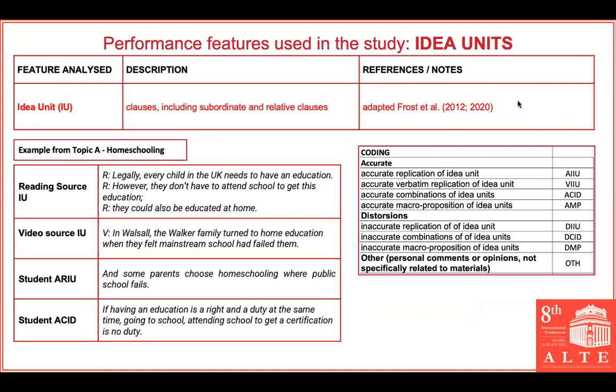We adapted the definition of the idea unit from Frost et al.'s proposal, taking as idea units clauses that contained information points. After mapping the sources and the performances for idea units, we divided the test takers' idea units according to whether they accurately replicated source idea units or not, whether they combined, i.e. summarized the source idea units, etc. Here you can see a few examples of source idea units and test takers' accurate replications and accurate combinations.